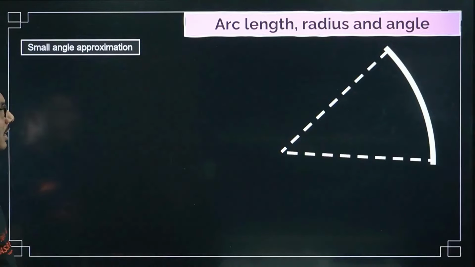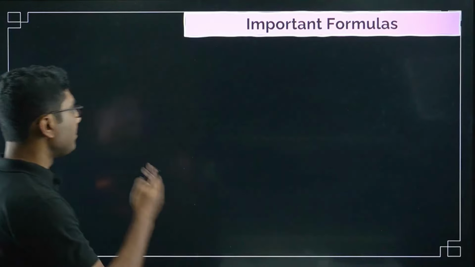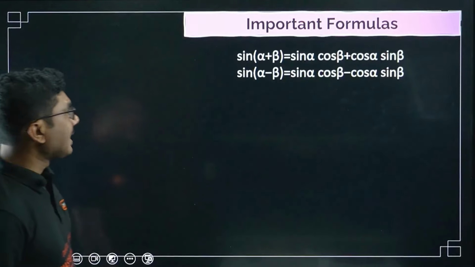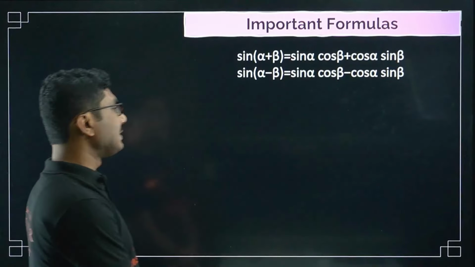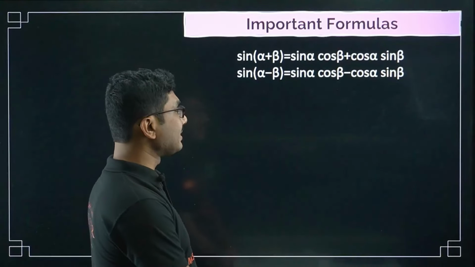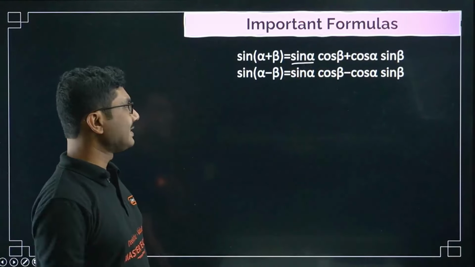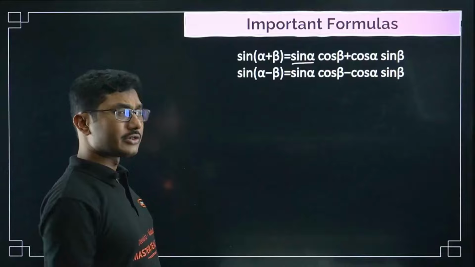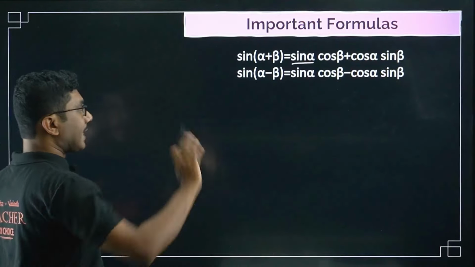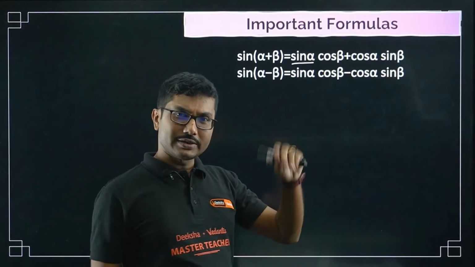Now let's move on to the next part, which is some important formulas that you have to remember. Okay, check that out. Sin alpha plus beta. So this is a common formula. I think you have learned it in your P1, but still I have to do it quickly. Sin alpha plus beta is sin alpha cos beta plus cos alpha sin beta. Okay, first sin cos, then cos sin. Sin alpha minus beta is sin alpha cos beta minus cos alpha sin beta.